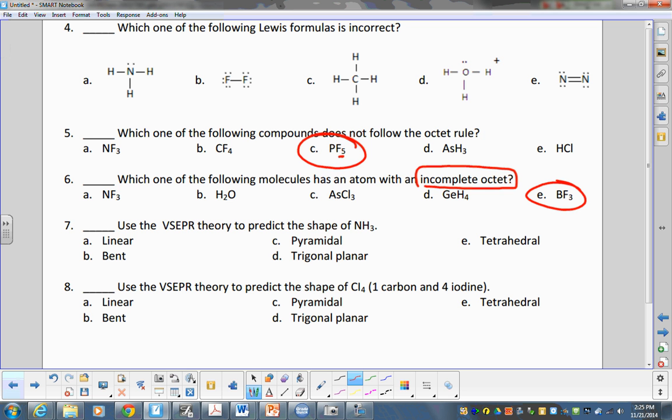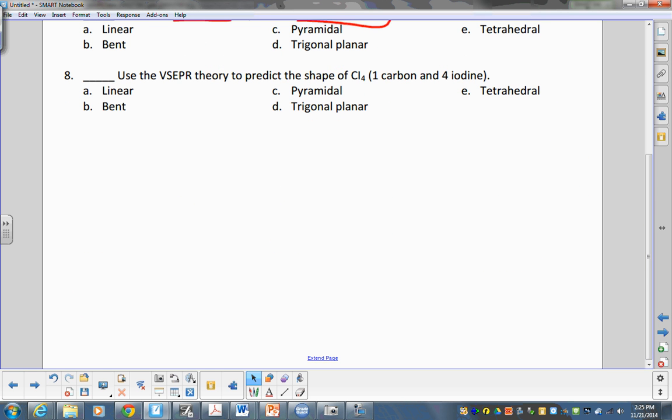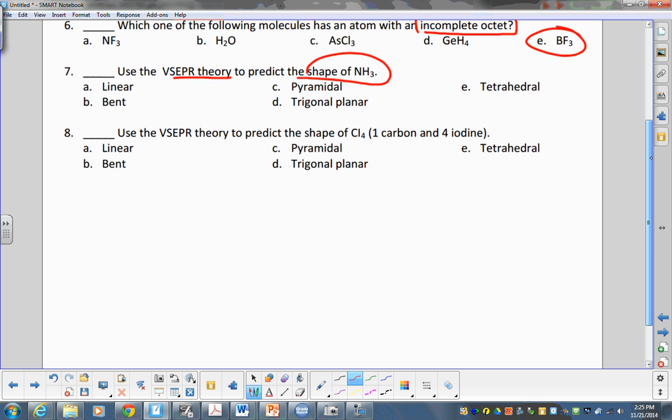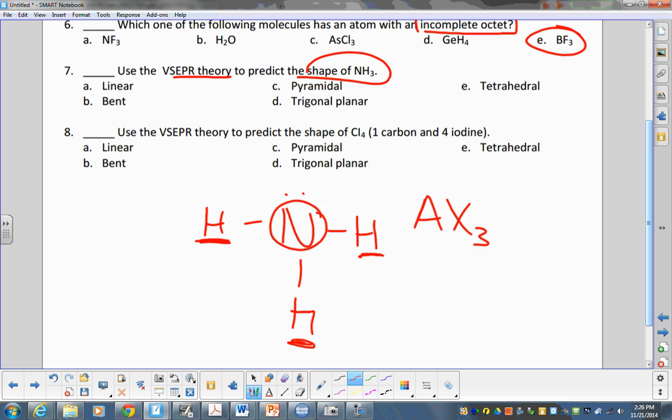Use the VSEPR theory to predict the shape of NH3. So the first thing you're going to have to do is draw it. When we go to draw the molecule NH3, you go N, line H, line H, line H, and then dot, dot. When you go to do a species formula, A represents the central atom, so this is A. X represents atoms directly connected, so I have 1, 2, 3 atoms connected, and then E represents pairs of dots on the central atom. So this is going to be AX3E, which you have to memorize as a pyramid.